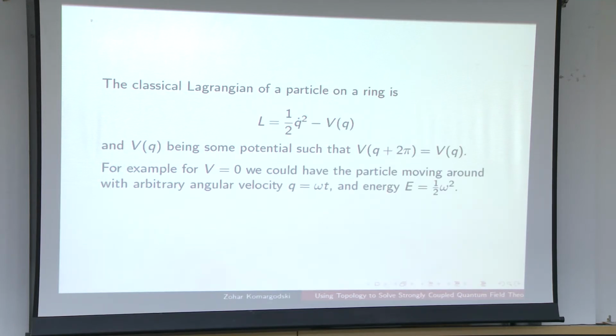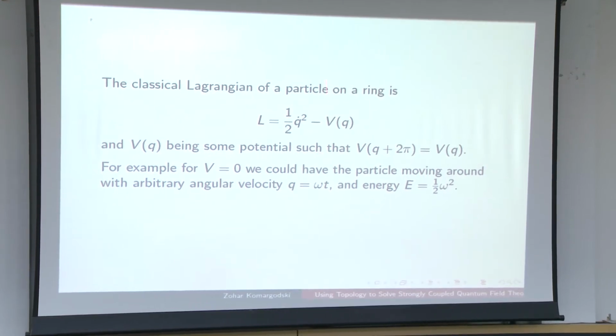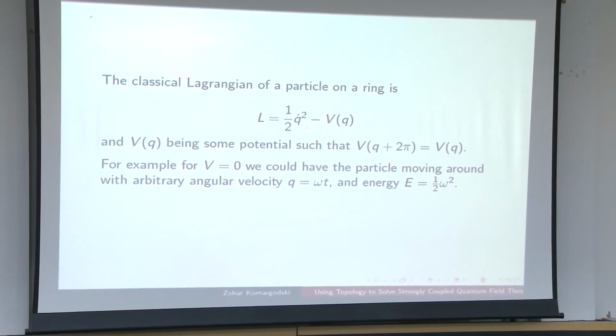So let me start. We'll start from just discussing a classical particle on a ring. A classical particle on a ring is a boring system. I mean, we have the angle q. q is the angular variable, and we have some potential. So we just have a particle on a ring with some potential, and the potential is 2π periodic because it's a potential on a ring.